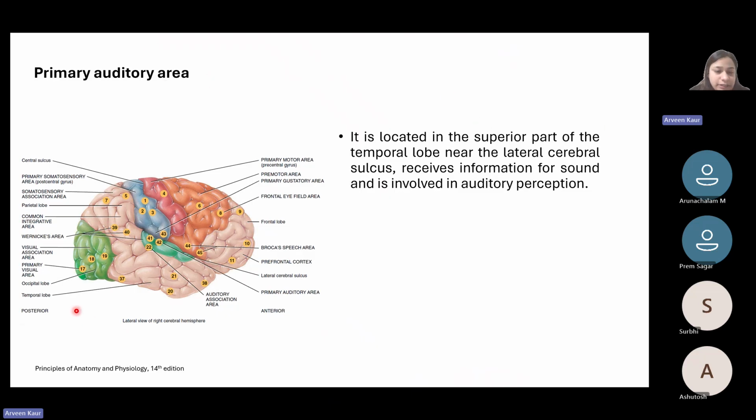Then comes the primary auditory area. So this is the temporal part. This is the auditory association area. Where is the primary auditory area? I think it is this one, areas 41 and 42, right? It is located in the superior part of the temporal lobe near the lateral cerebral sulcus, receives information for sound, and is involved in auditory perception.